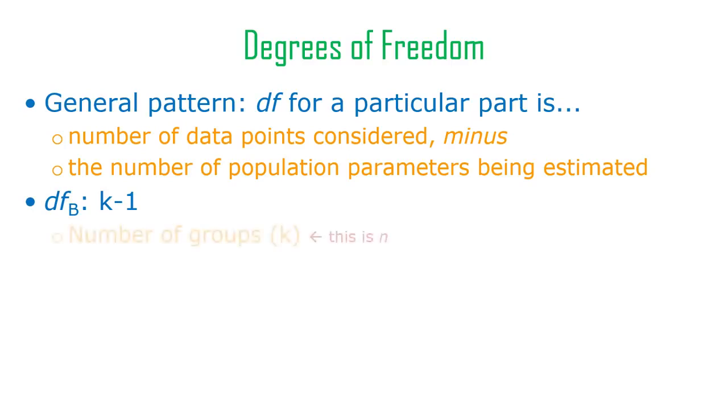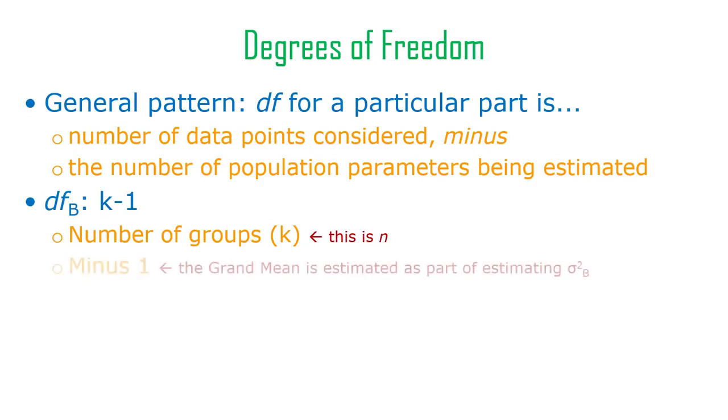So k is the number of groups minus 1. So k in this case is like an n, but it's an n for entire groups, not for individual observations. And the grand mean is estimated as part of estimating that variance between groups, and so we have to do the minus 1 to account for the fact that we already estimated a parameter, and so we don't want to double dip here and double estimate.